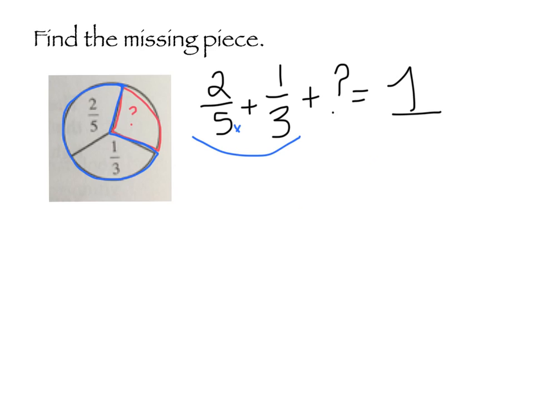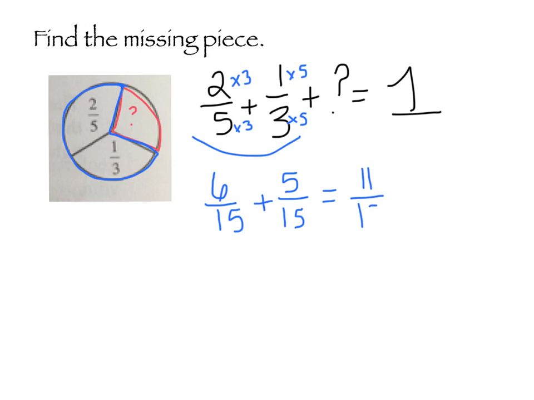But you guys should know by now, when you're adding fractions, you have to have common denominators. So that's what you'll see me working on the side here. All right, we're going to turn them into 15ths, because 5 and 3 both go into 15. And so 2/5 becomes 6/15, and 1/3 becomes 5/15. And what we get here is 11/15.